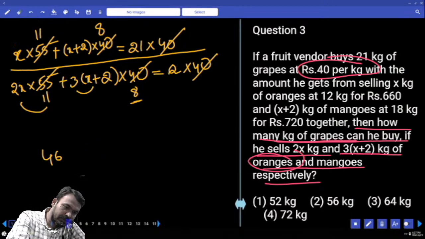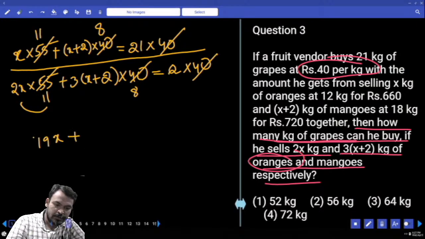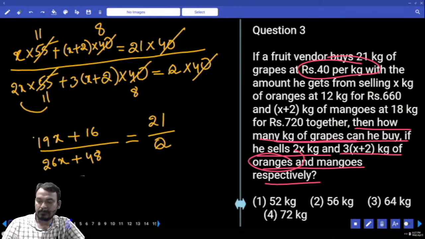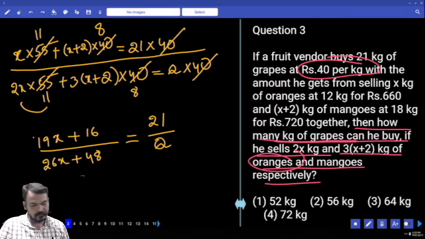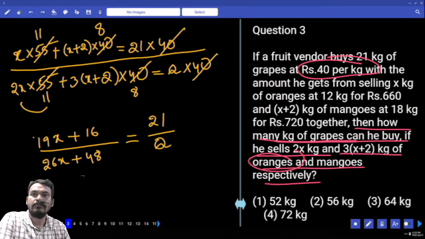Just 1 minute, this one I have written equation wise. 11x plus 8x, 19x plus 16 by 22 plus 24, 46x plus 8 6s are 48, that is equal to 21 by quantity 1 or not? Quantity 1. Any other cancellations? No or not?